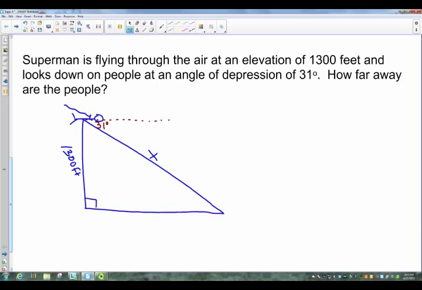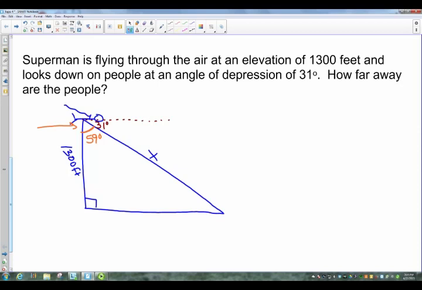Well, there's a couple ways you can do this problem. First off, this angle up here at the top starts out as 90 degrees. Right? So it's my vertical and my horizontal, which make 90. The angle of depression is 31 degrees, which means that this remaining angle would have to be 90 minus 31, or 59 degrees. So you can start with that.